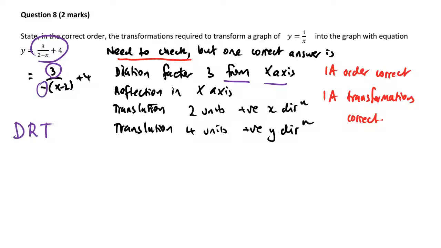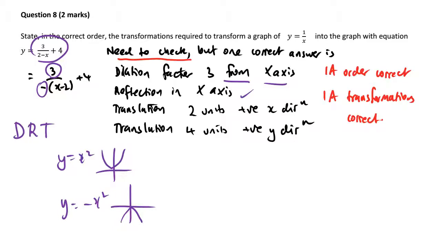In the meantime, what does the minus do? Well, in the same way that if you've got y is equal to x squared, and you know that looks like a parabola, if you've got y is equal to minus x squared, what does that do? It inverts the parabola and so causes a reflection in the x-axis. So that's reflection in the x-axis.